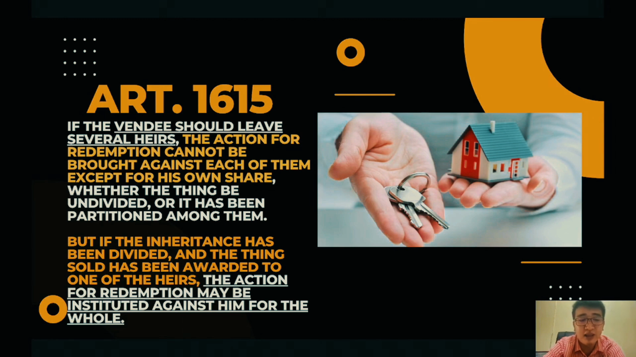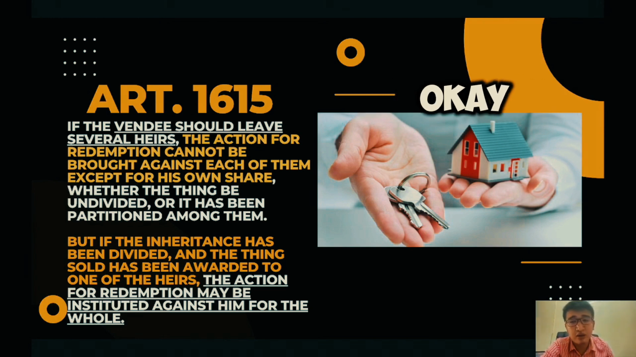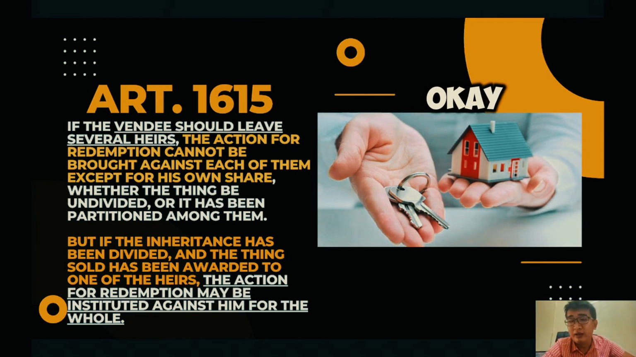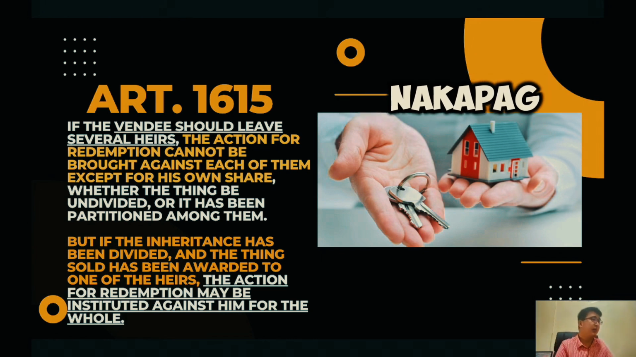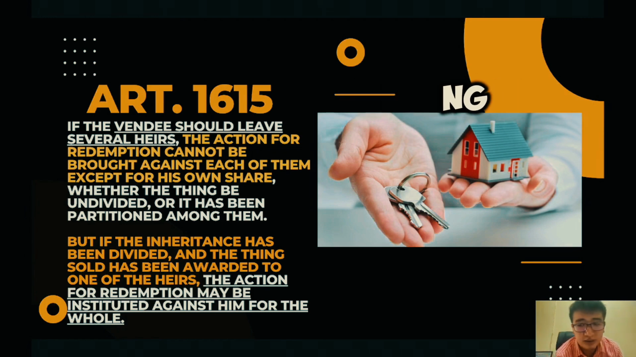Okay? But if the inheritance has been divided and the thing sold has been awarded to one of the heirs, the action for redemption may be instituted against him for the whole. Okay? Meaning, beyond being partition, okay? Let's say for example, lupa na partition, okay? Hindi lang na partition, kundi nakapaglabas na rin ng title yung isang heir, pwede mo sa kanya i-claim yung buong property. Okay? So, yun yung ibig sabihin ng Article 1615. Yung una, whether it has been intact or partition. Yung pangalawa, when it has been awarded to one of the heirs. The difference is, yung sa una, you must redeem the property as the seller to each heir. Okay? Kasi nga, they have their own shares. Ito naman sa pangalawa, kapag may partition na and nakapaglabas na ng title, then you can recover to that heir na nakapaglabas ng property, ng title.